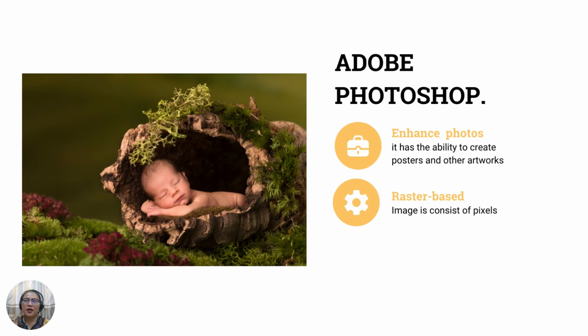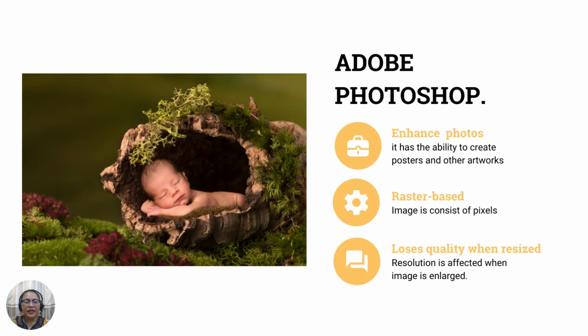Kung napapansin nyo pag ini-enlarge nyo yung mga pictures nyo ng super large and then may nakikita kayong mga parang square na maliliit, those are pixels. Okay? And these raster images are made up of millions and even billions of pixels depending on its size. Raster format, yung sinabi ko kanina, means that the image consists of pixels.